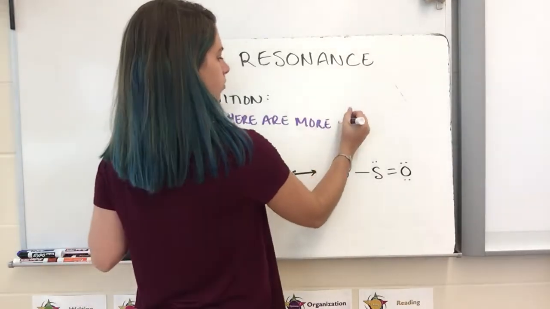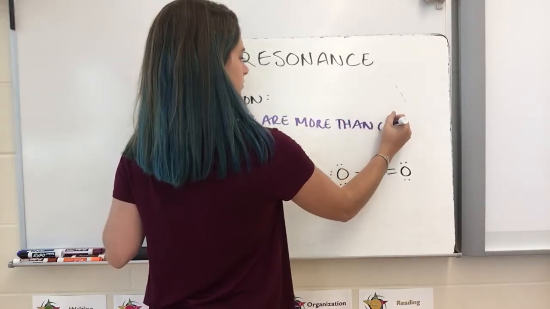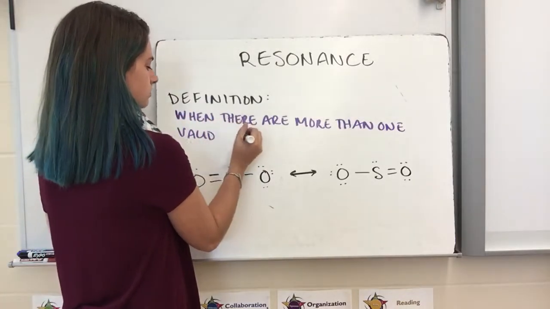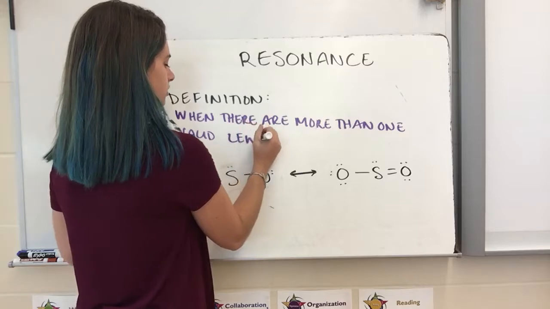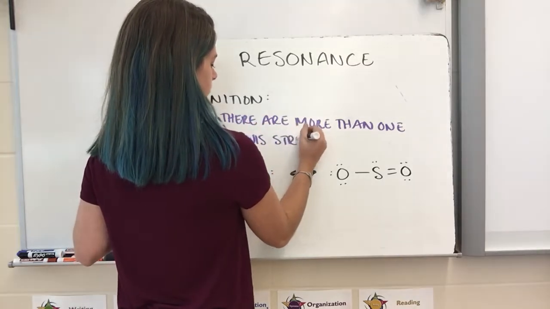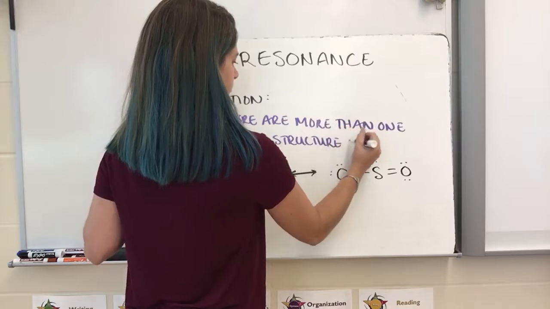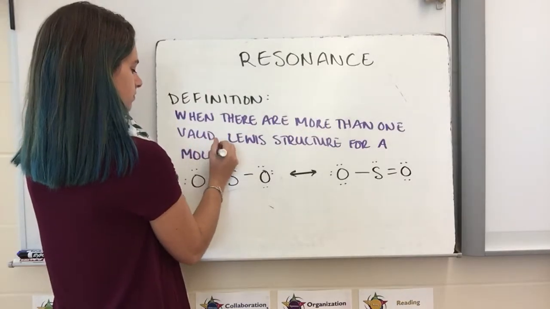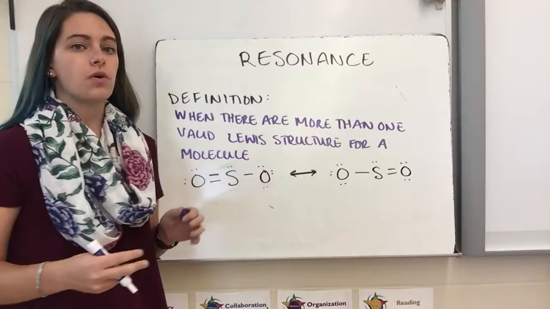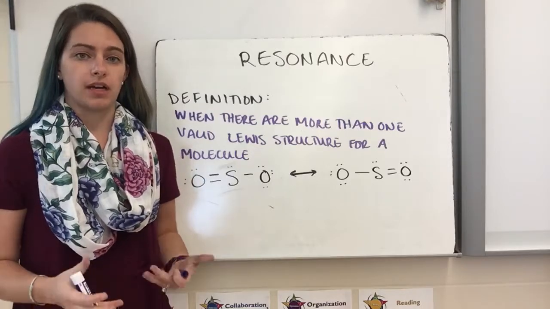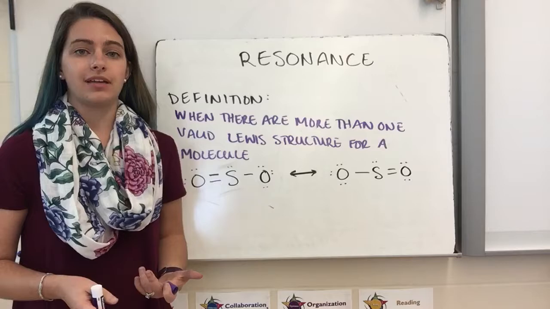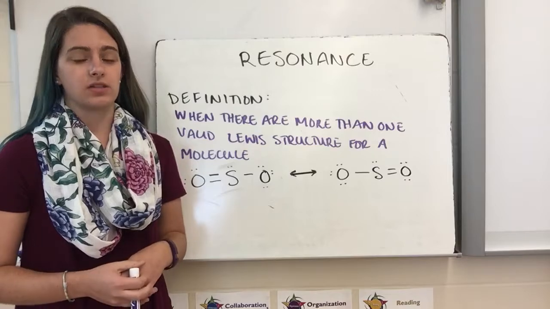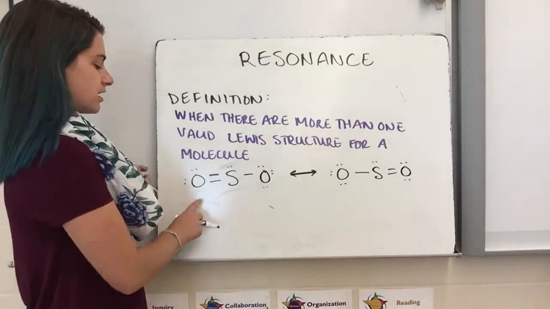So when there are more than one valid or correct Lewis structure for a molecule. So if you're looking at a molecule and you're drawing its Lewis bonding structure, and there are several different ways that you can put the electrons and arrange the bonds and they're all correct, that's when a molecule has what's called resonance. So an example here is SO2.